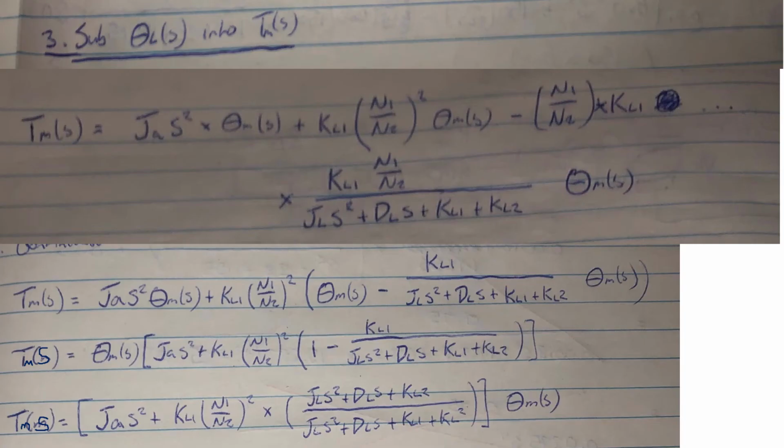So step 3 is to sub in the formula for theta L in T of M where theta L occurs, so that we have all our expressions in terms of theta M in the complex domain. So simplifying this mathematically, we can bring in the theta M out the front and simplify this expression in the brackets nicely to end up with this formula here.